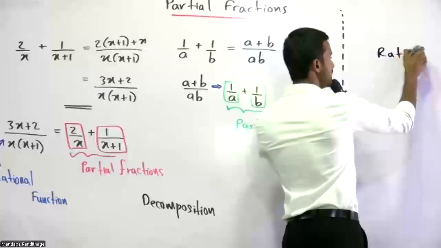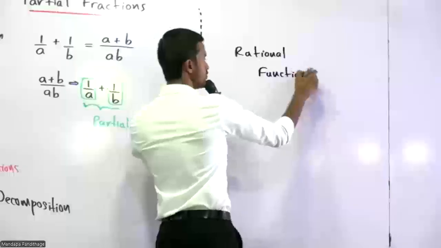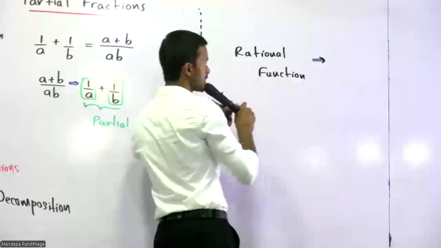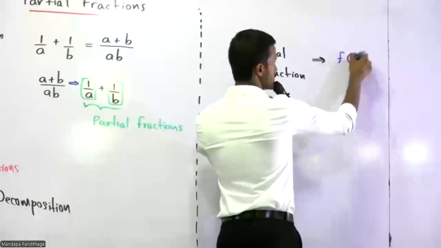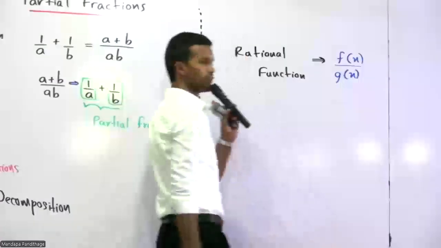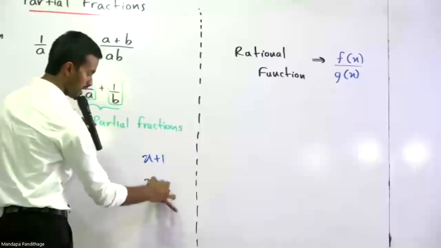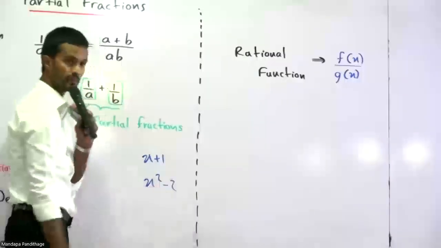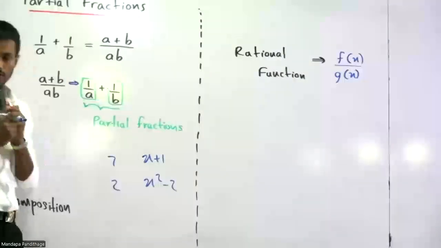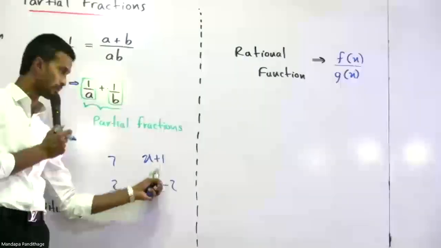But rational functions are a ratio of polynomials. So there is no way that you can compare the magnitude of a polynomial. Can you say whether x plus 1 is greater than x squared minus 2? You can say that 7 is greater than 2, but can you compare x plus 1 and x squared minus 2? No, there's no way to compare polynomials.